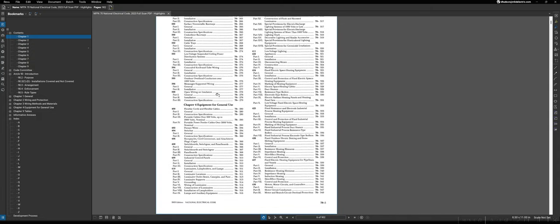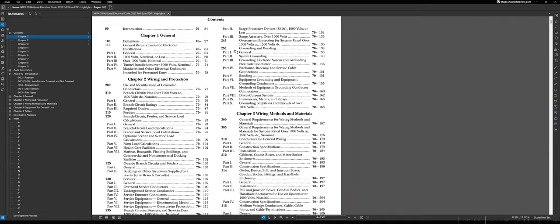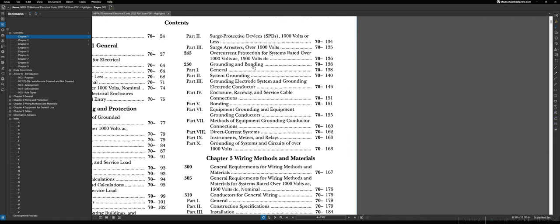Another example of this would be back up in Article 250, if we move back up here for grounding and bonding. Let's say I was trying to find the size of an equipment grounding conductor. Well, if I'm looking in Part 3 for grounding electrode system, grounding electrode conductors, again, I'm probably not going to be able to find that information there. But if I move on down to Part 6 for equipment grounding and equipment grounding conductors, I very well may be able to find that information there.